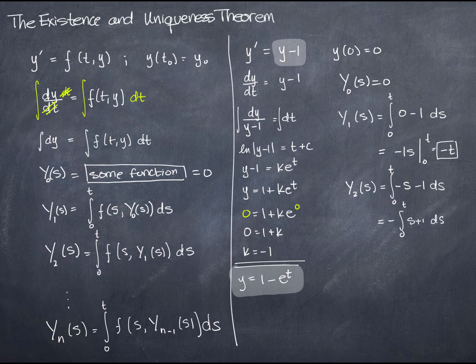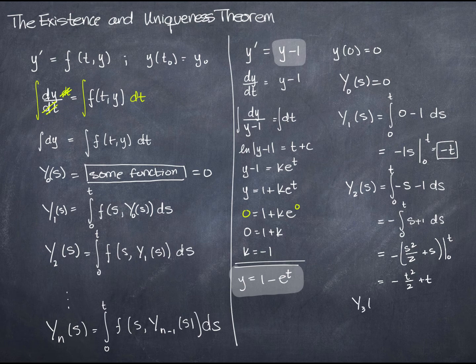And then integrating with respect to s, I get negative s squared over 2, put that in parentheses, plus s from 0 to t, which is negative t squared over 2 plus t minus 0. And that is my y2.